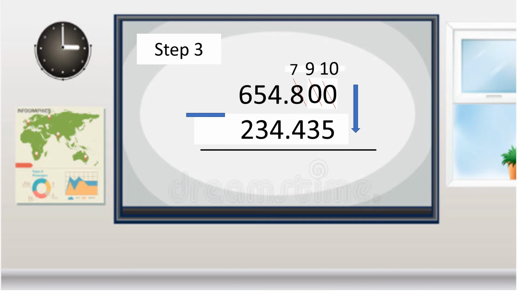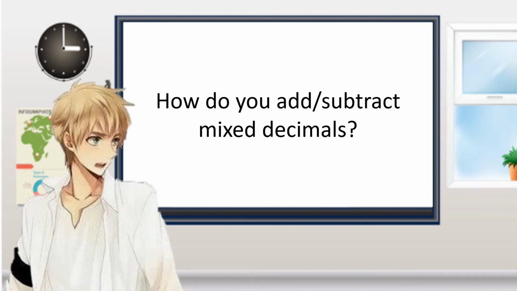So 10 minus 5 is 5. 9 minus 3, of course, 6. 7 minus 4 is 3. So we just copy the decimal point. So 4 minus 4 is 0. So 5 minus 3 is 2. And 6 minus 2 is 4. So the answer is 420 and 365 hundredths. So this is our final answer.